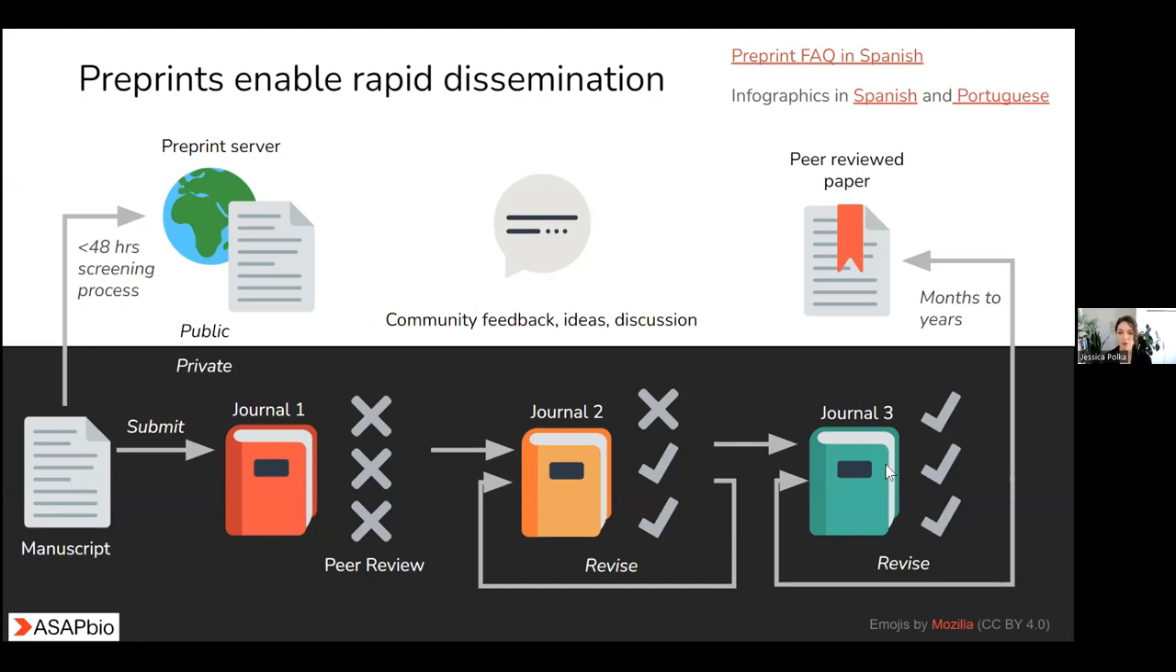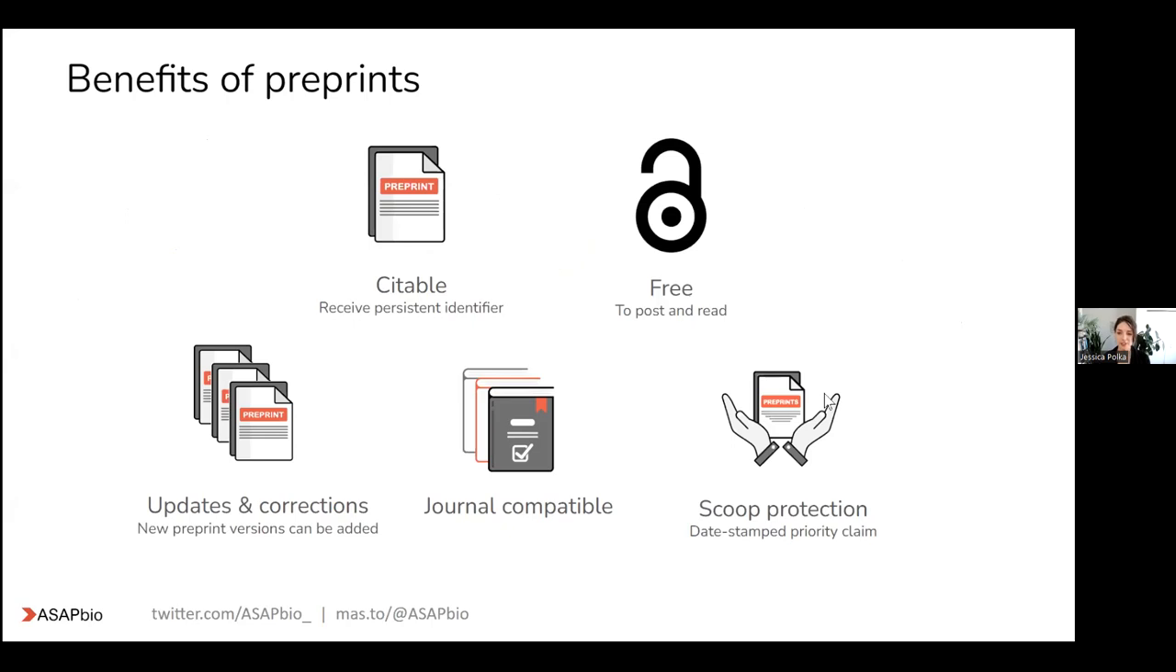At ASAPbio, we are fortunate to be able to offer our FAQ translated into Spanish, and we have some additional infographics in Spanish and Portuguese if you would like to learn more about preprints more generally. But for the purpose of our conversation today, I'll share that some of the primary benefits are that they're citable. Preprints receive a persistent identifier, and they can be cited as scholarship in subsequent publications. They're free to both post and read. They can be updated and corrected because new preprint versions can be added while retaining the original versions. They're compatible with journals, and many journals accept and encourage preprints. We'll even be hearing from one today that really embraces preprints and encourages their use in open science.